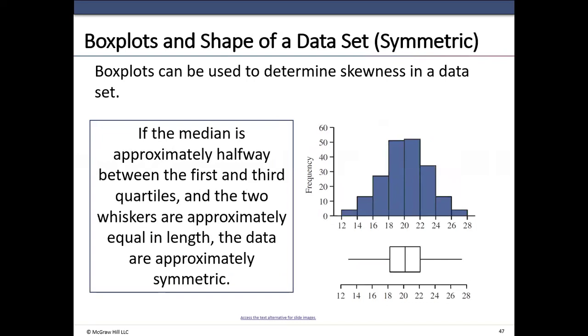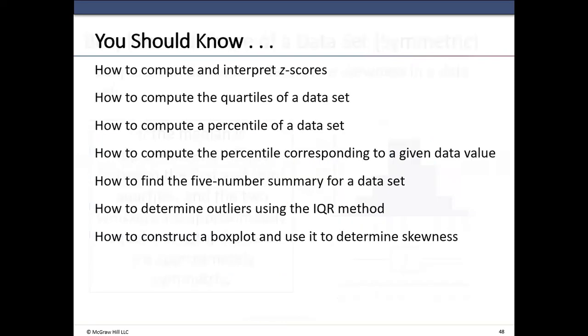In this case, the median is approximately halfway between the first and third quartile inside the box. The vertical line divides the box into two equal parts, and the whiskers are approximately equal on the left and on the right. Therefore, this data set is approximately symmetric. So this is what we did today. I will stop here today.